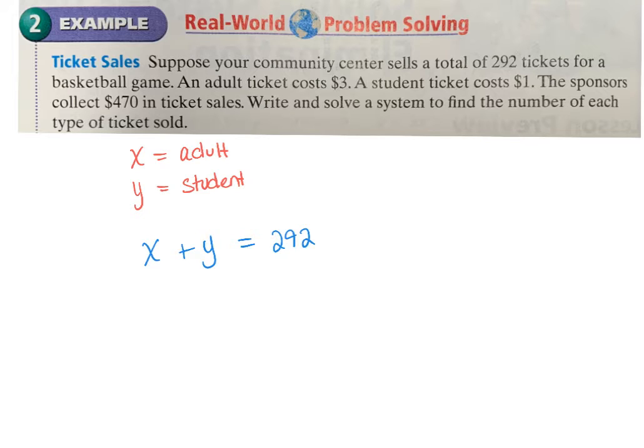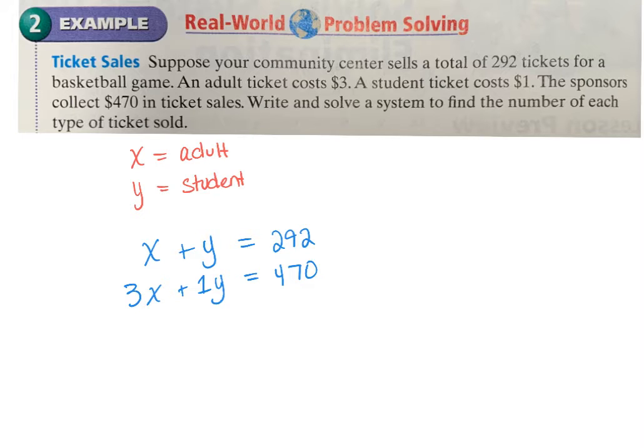Now the dollar amount. Adult tickets cost $3, so $3 times how many adult tickets I sold will be that dollar amount. $1 times my y tickets sold will be that amount. And the total sold is $470 worth. You'll notice nothing will cancel. This is a problem, right? If I add down, is anything going to cancel? No. Now I do have a 1y and a 1y, correct?